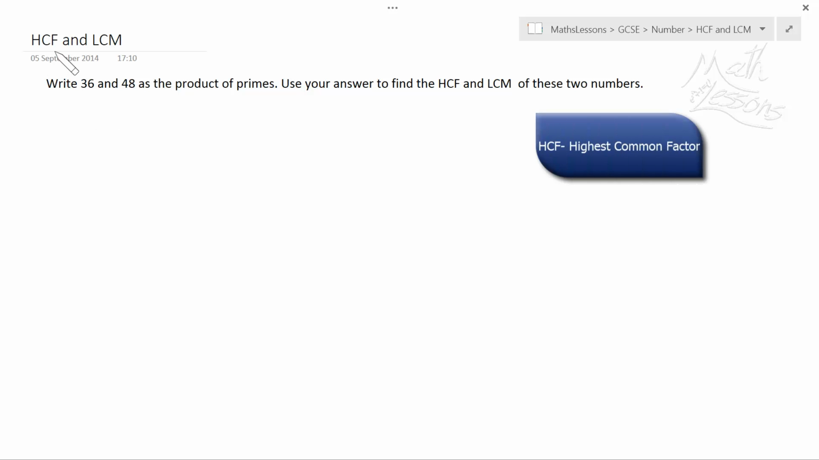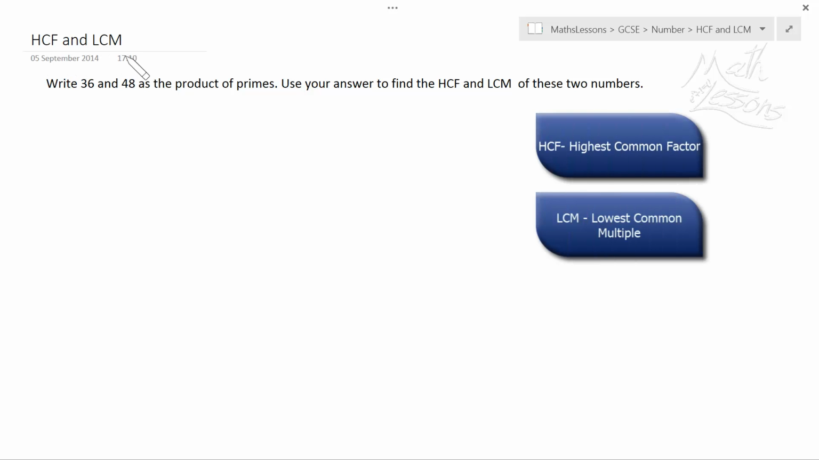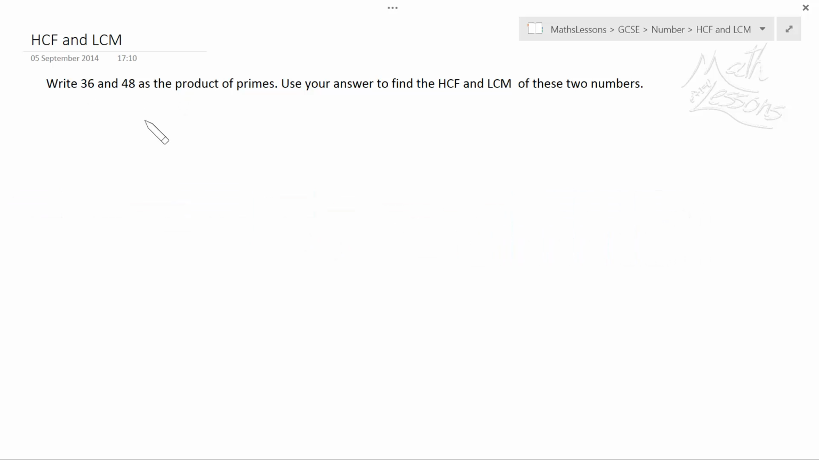Highest common factor, HCF, and lowest common multiples. First of all, we're going to write 36 and 48 as a product of primes. I'm going to show you then how you can use that to find your highest common factor and lowest common multiple.